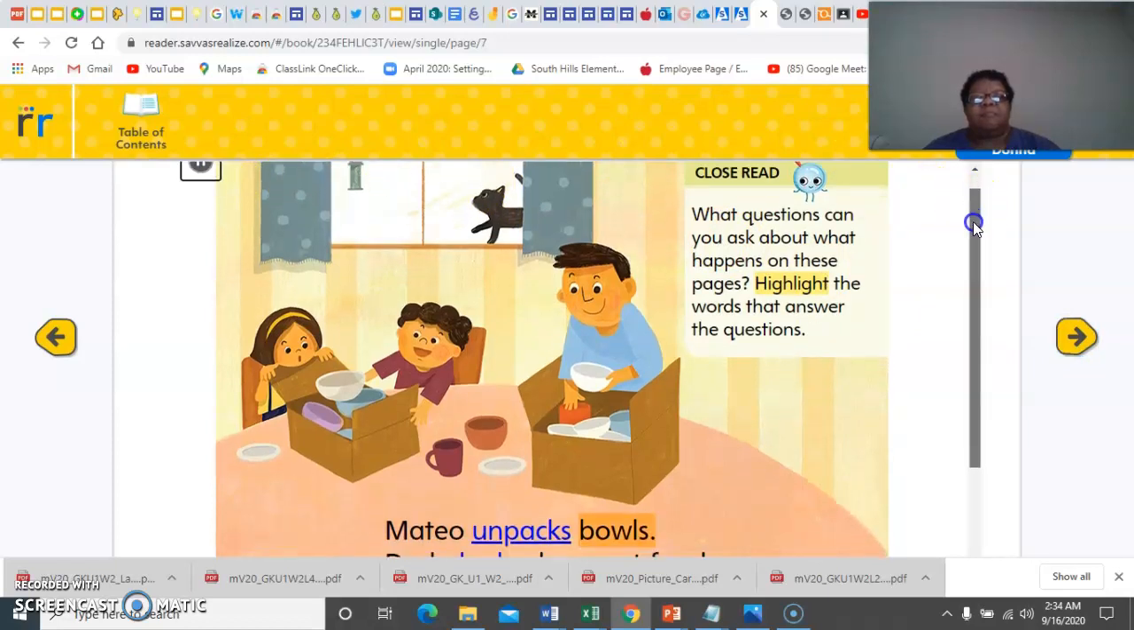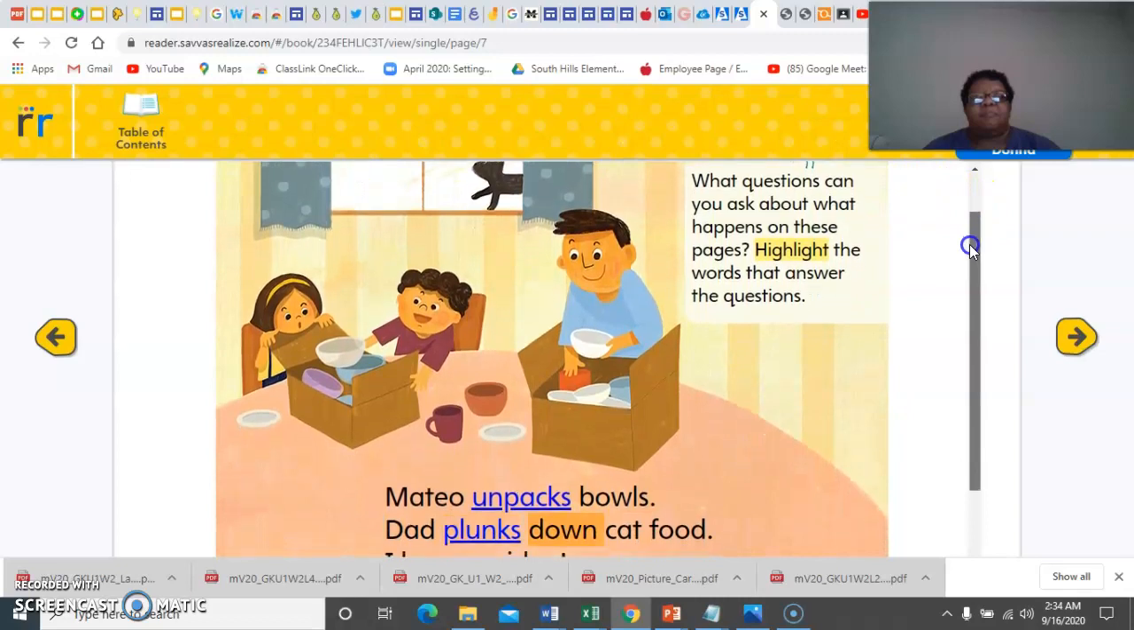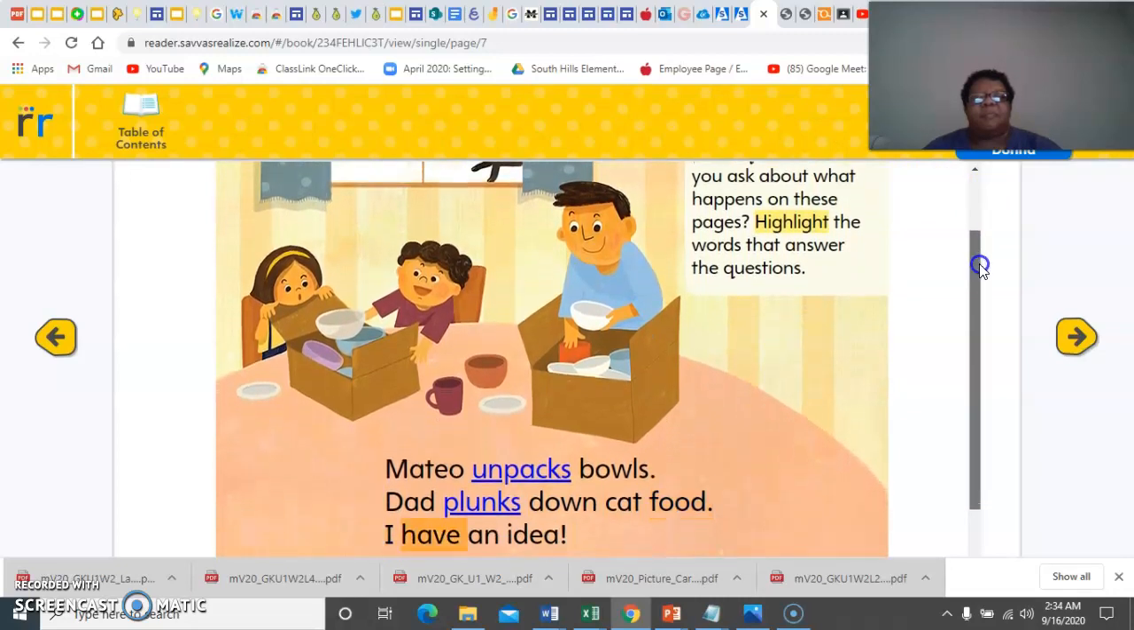Mateo unpacks bowls. Dad plunks down cat food. I have an idea.